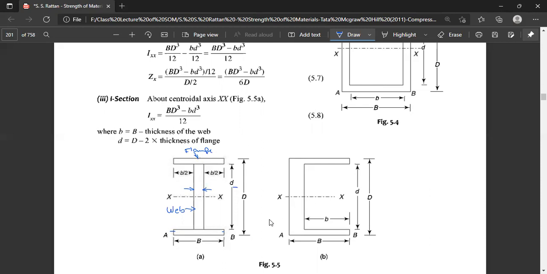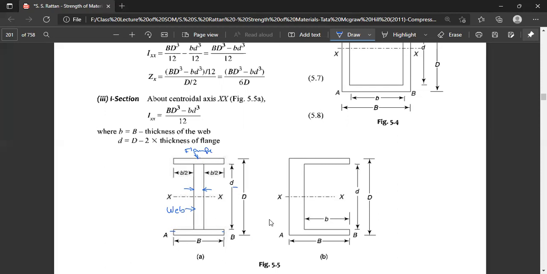So small b means this distance, which is equal to capital B minus the thickness of the web. This is B, and this is the thickness of the web. And small d, where capital D means the total depth from this end to this end, is minus 2 into the thickness of the flange. There is one flange here and another flange here, so there are two flanges. Twice the individual thickness should be subtracted from the total depth.